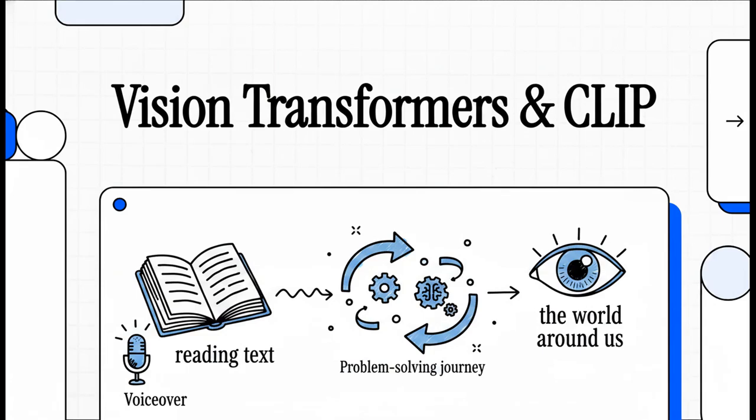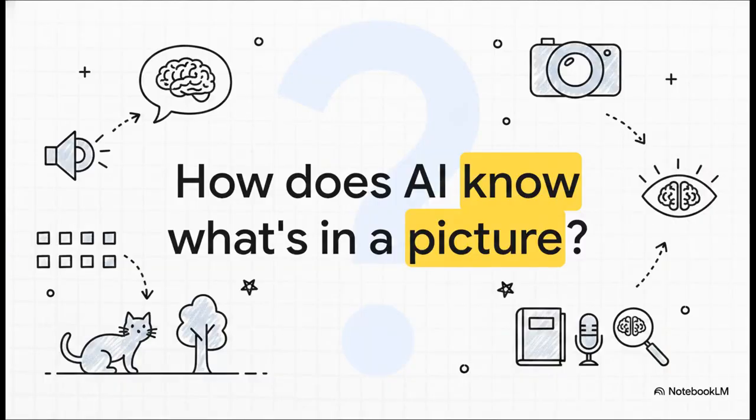Today, we're going to trace this absolutely fascinating problem-solving journey of how AI learned to truly understand both text and images. If you've ever found yourself wondering how these models managed to cross the chasm from just parsing text to actually seeing the visual world around us, well, you are definitely in the right place. Because really, how does AI know what's in a picture? That's the ultimate question we're tackling today.